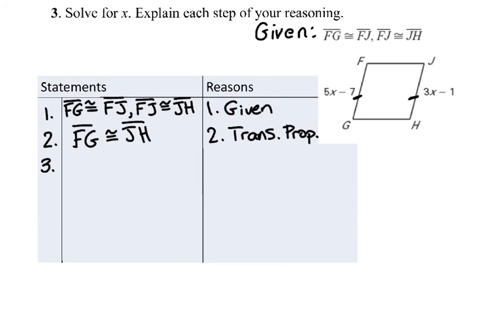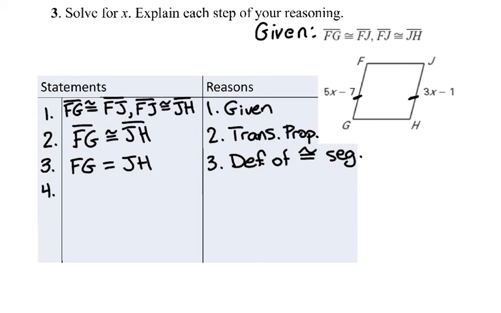Next, we can change our congruent symbol to an equal symbol by using the definition of congruent segments. So just say FG is equal to JH. That is the definition of congruent segments.